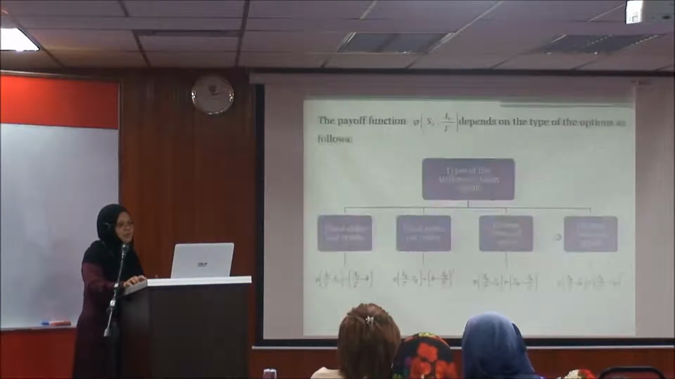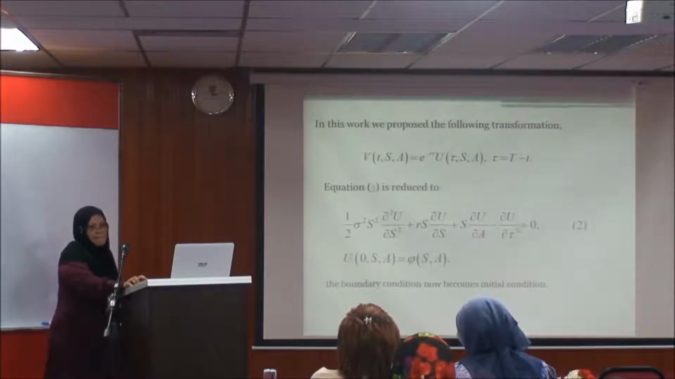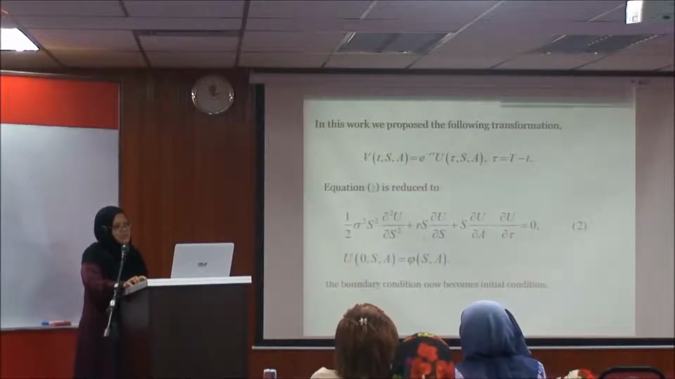As you can see, the term minus RV here has been eliminated. And you can see that all we have here is del squared U over del S squared, plus R of S del U del S, plus something del U del A, minus del U del tau. S, A, and tau. Right?